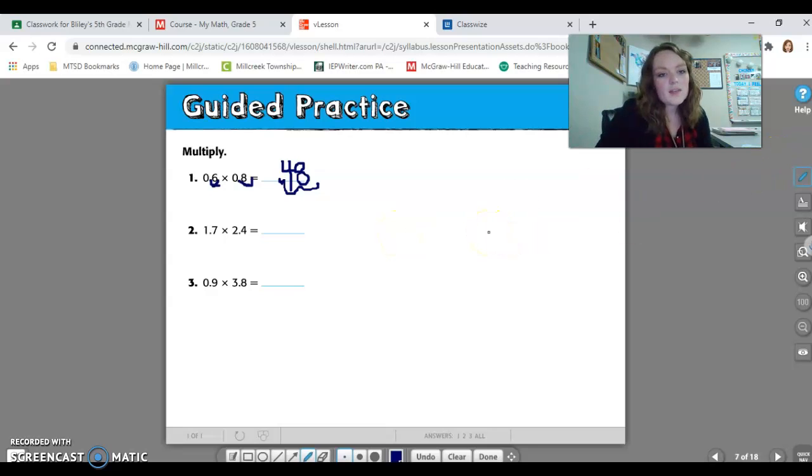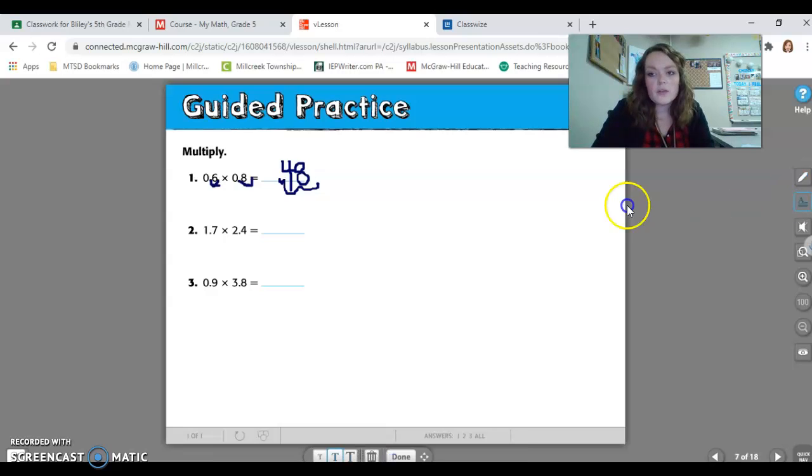I have 1 and 7/10 times 2 and 4/10. This one's a little bit more tricky. We're actually going to line this one up. So we have 1.7 times 2.4.